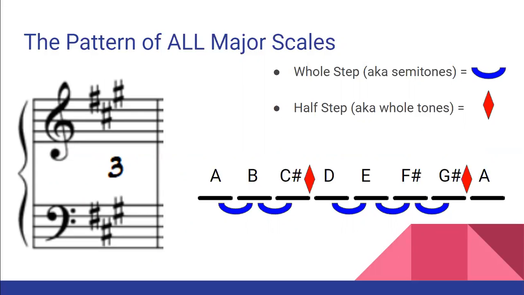The blue semicircles represent whole steps. The red diamonds represent half steps. I chose the key of A for the example here. You'll notice that the distance between A and B is a whole step, B and C sharp is a whole step, but the distance between C sharp and D is actually a half step. This pattern of whole, whole, half, whole, whole, whole, half will be true for all major scales, not just flat or sharp major scales. It's literally all of them.